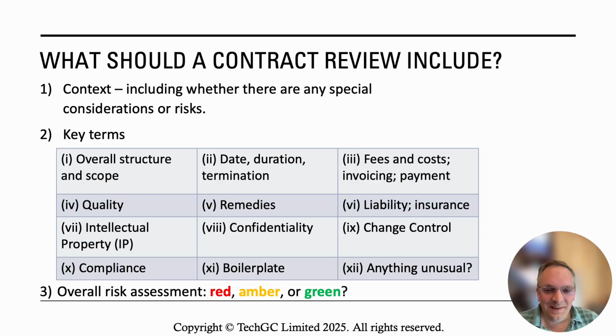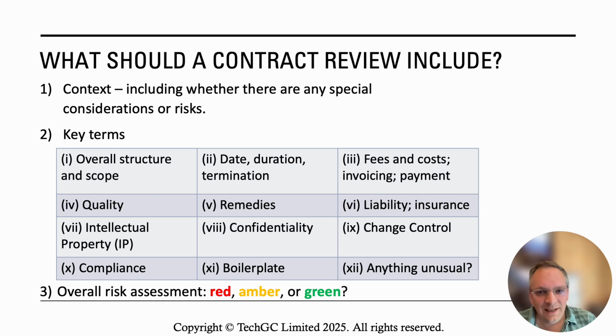So whether a contract is a contract with a supplier, a customer, a technical collaborator, an agent or a distributor, these are all high-level issues that it's important to consider. So firstly, the context is incredibly important. So before doing a contract review, it's always important to consider, what are the circumstances? Are there any particular risks from a business point of view if this doesn't work out or if this goes wrong? Are there particular timing constraints?